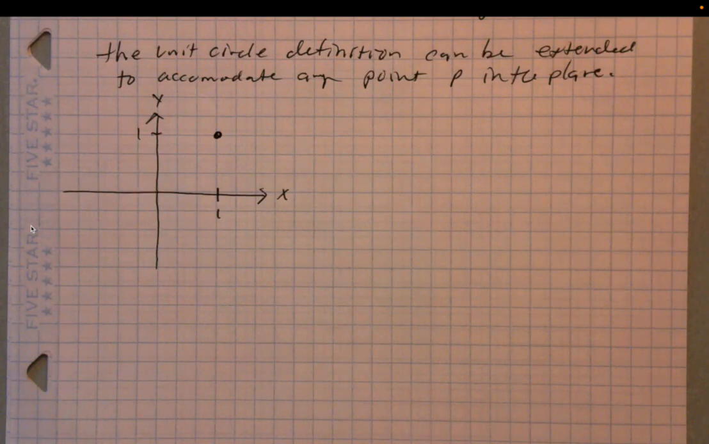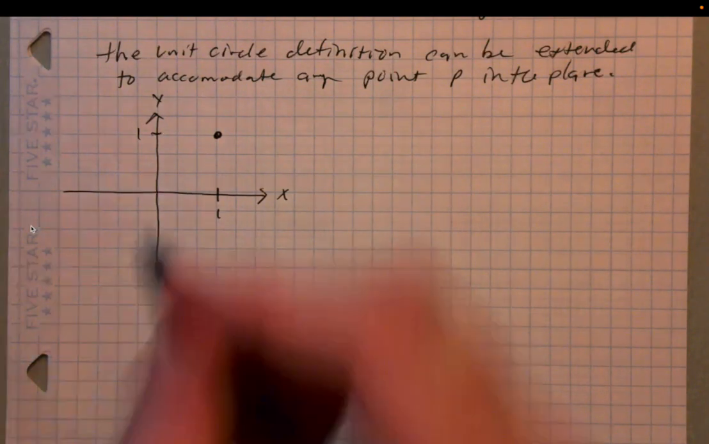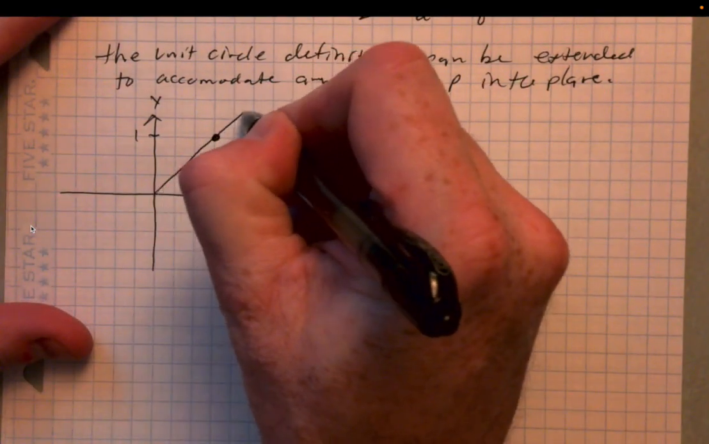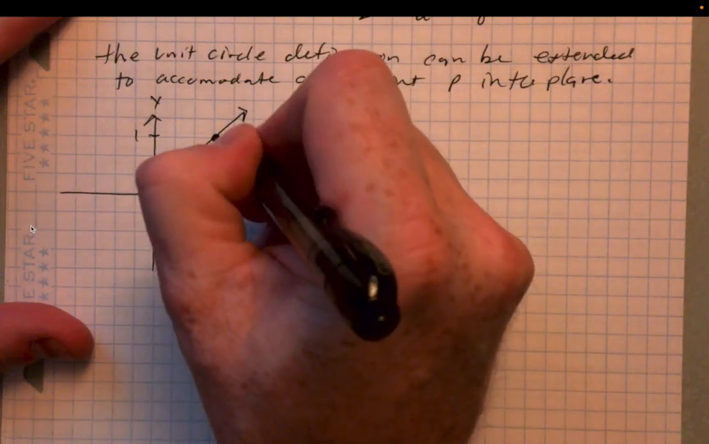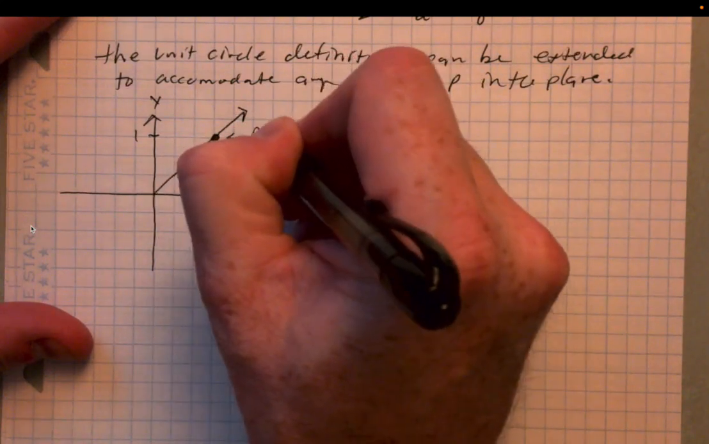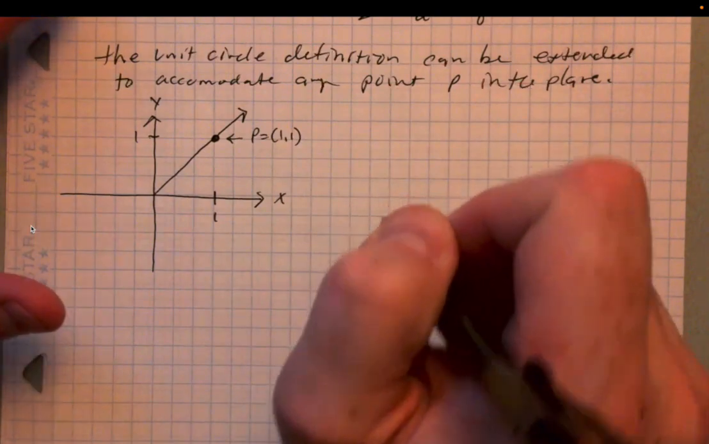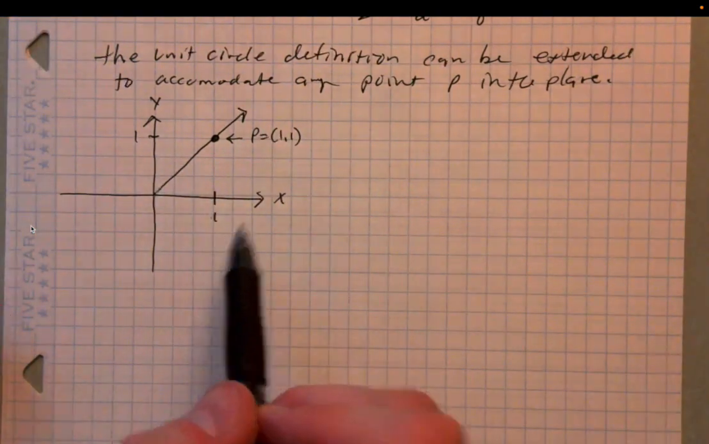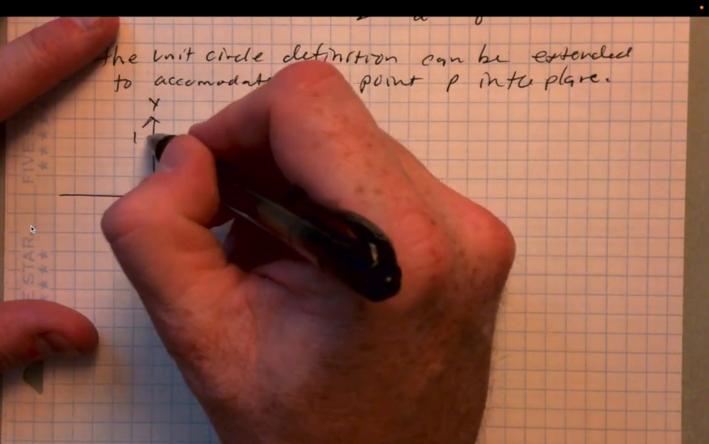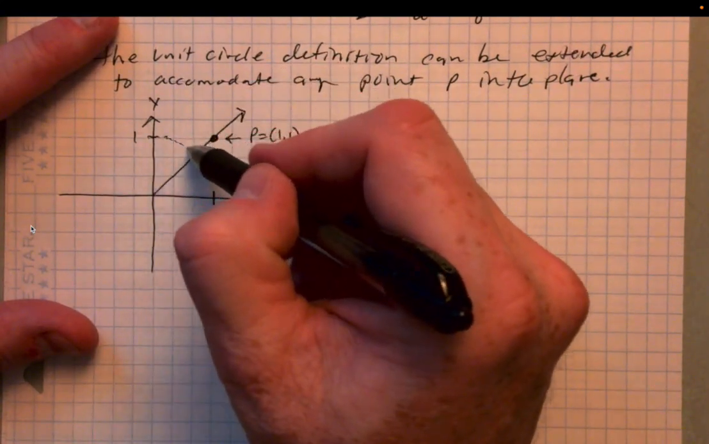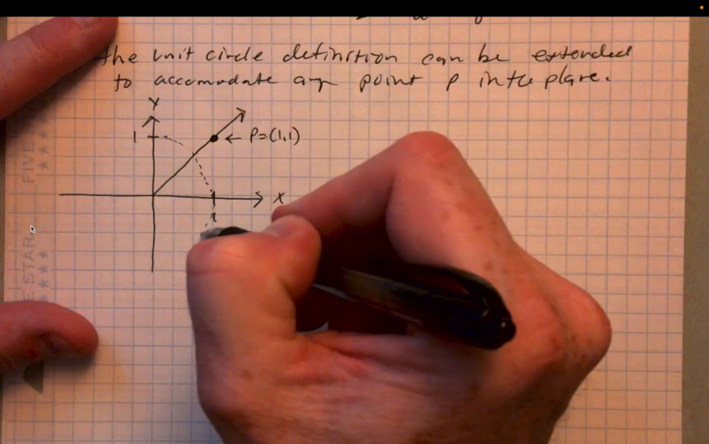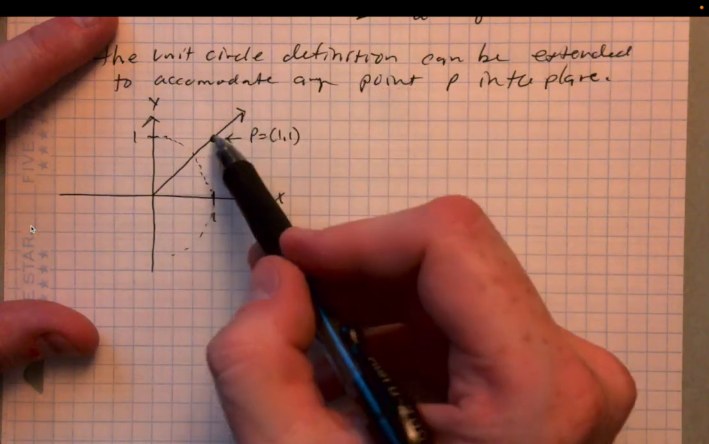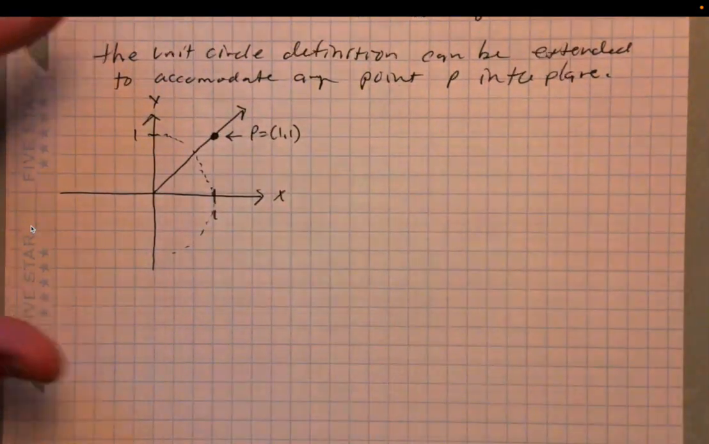Okay. And if I draw a ray up to that point, right? So I'm going to let this be my P here. This is P equals (1, 1). Now, this point P equals (1, 1) is not on the unit circle, right? So notice if I were to draw a circle here of radius 1, it would look like this, and clearly this point P is outside of the unit circle.